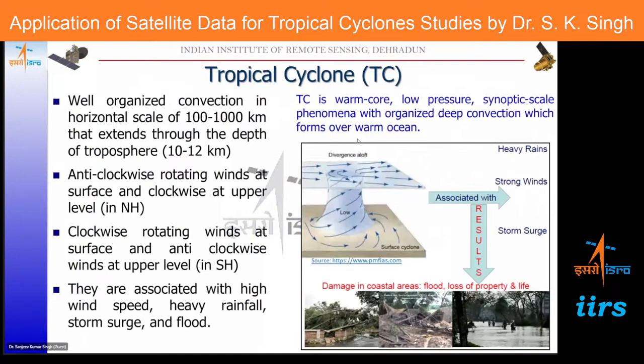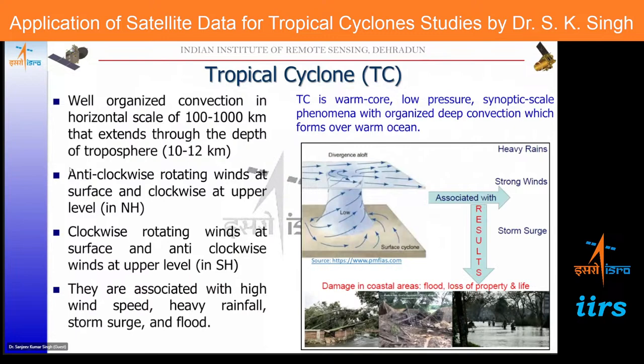As we know, the tropical cyclone is a warm core system. It is a low pressure area, and it is a synoptic scale phenomenon. Synoptic scale means a few hundred to 1,000 kilometers, with organized deep convection which forms over the warm ocean. So a tropical cyclone can be defined like that. It is a well organized convection. It can extend at the horizontal scale of 100 to 1,000 kilometers, and not only horizontally, it can extend through the depth of the troposphere, around 10 to 12 kilometers in the atmosphere.